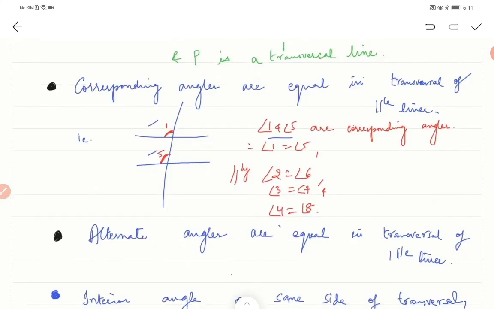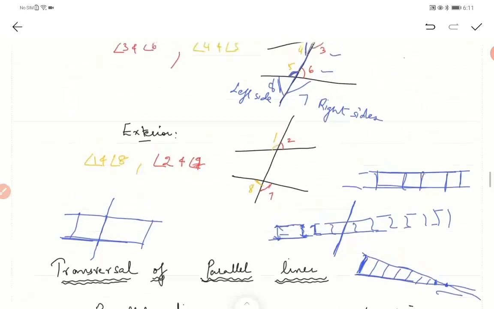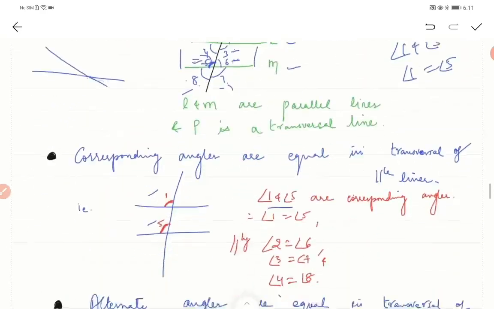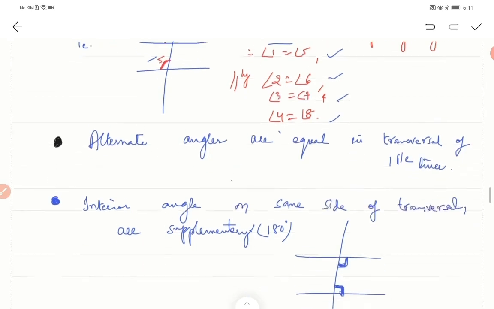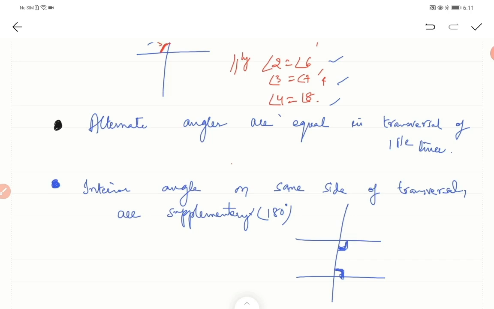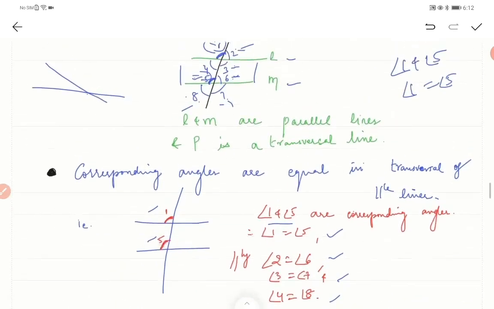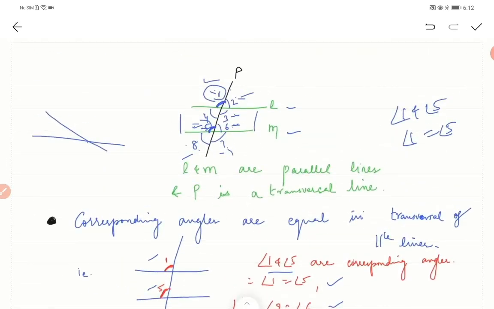This is how there is a little change in your corresponding angles, and the rest are all the same as the interior and exterior angles we see. So corresponding angles here are equal. Now, what about alternate angles? Alternate angles are equal again in a transversal of parallel lines. So what are the alternate angles from this picture?